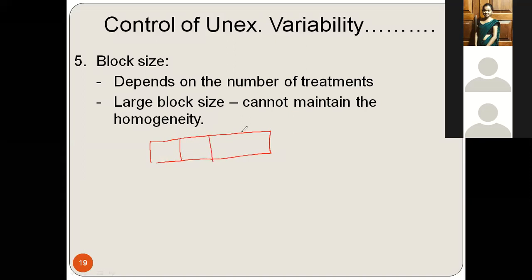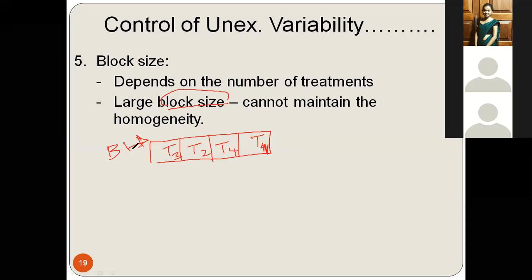How many treatments were there? Let's say T3, T2, T4, T1. This is T1. How many treatments? 4 treatments in our earlier example. So when you say block size, this is one block. This is called one block, right? Let's say this is block 1.